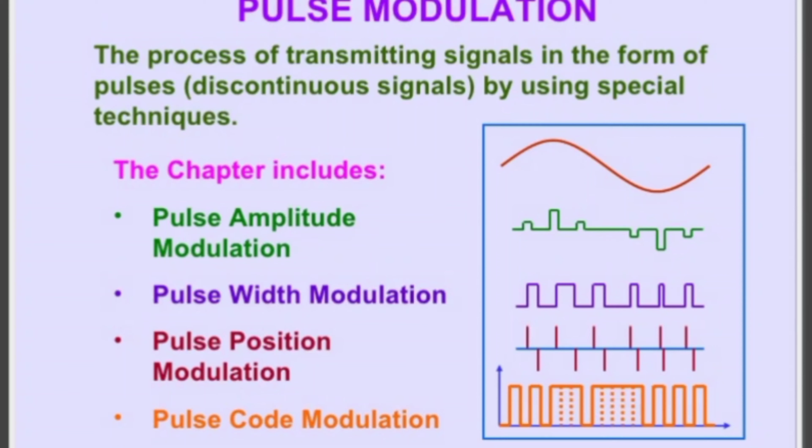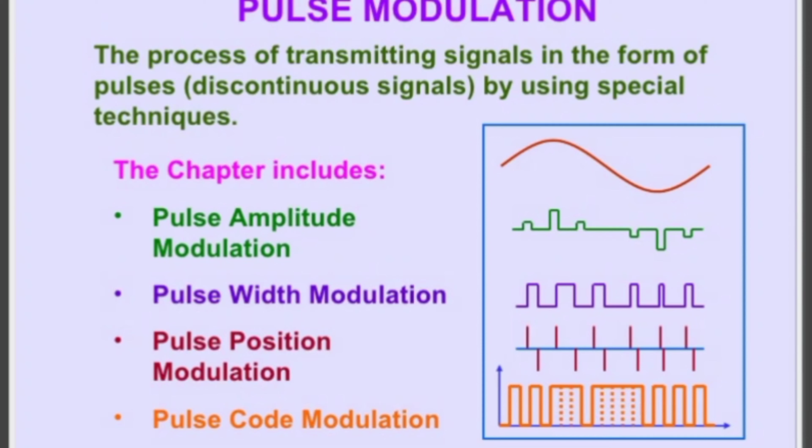What is pulse modulation? Already you know that these are classified into pulse amplitude modulation, pulse width modulation, pulse position modulation and pulse code modulation. The analog techniques are 3 and digital techniques are 2: one is pulse code modulation and the other is delta modulation. We can represent all these 3 in one diagram.